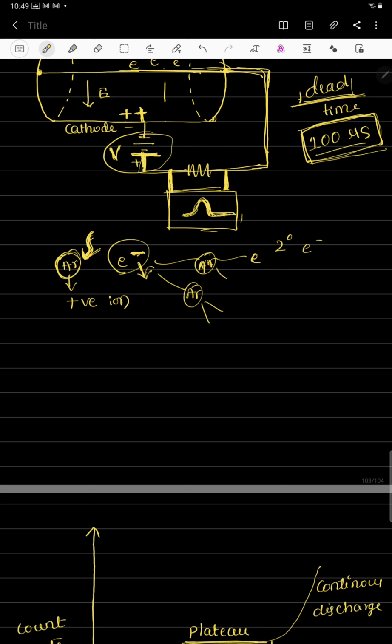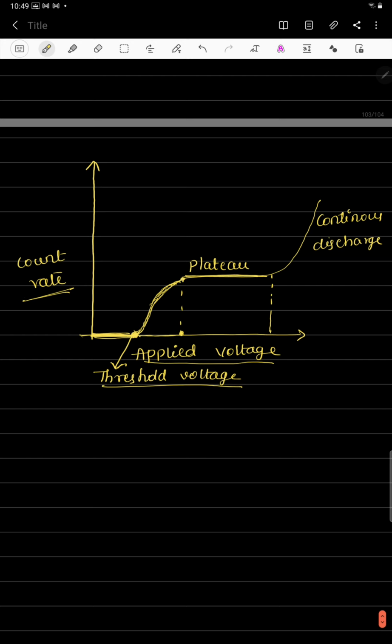If you increase the voltage beyond that minimum voltage, more and more electrons are driven towards the positive terminal of the battery, and then they complete the circuit. So there occurs a large voltage drop across the resistor, and what we get is a higher count rate. So we are going to get more counts in the counting system. This is what is going to happen.